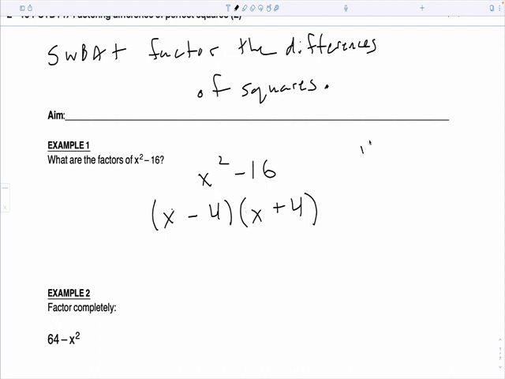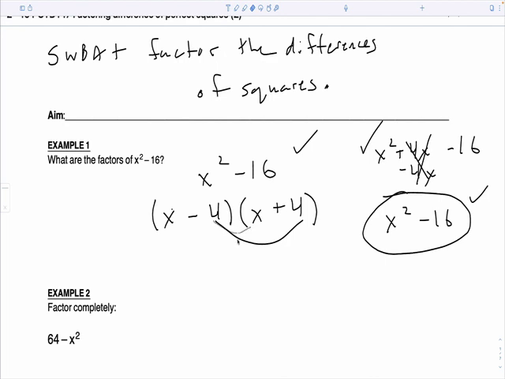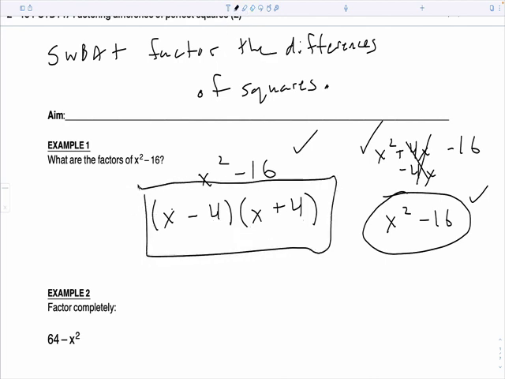I'm going to check my work over here. X times x is x squared. X times 4 is 4x. Negative 4 times x is negative 4x. Negative 4 times 4 is negative 16. Did that work? Sure. It crossed out, and it got back to the original adult version of this binomial that was factored. So here's your answer. You can kind of rewrite it or just erase those lines. X minus 4 times x plus 4 is the factor.